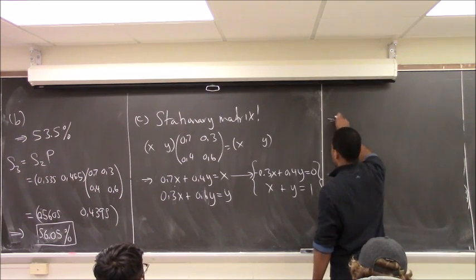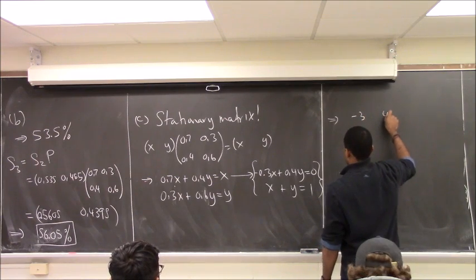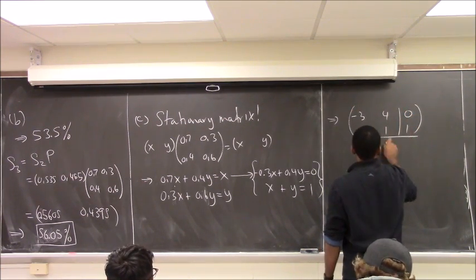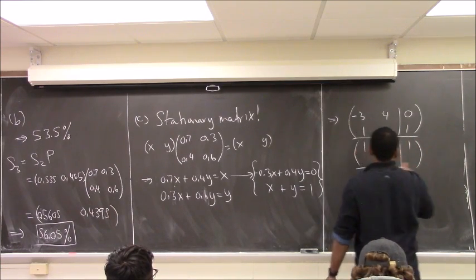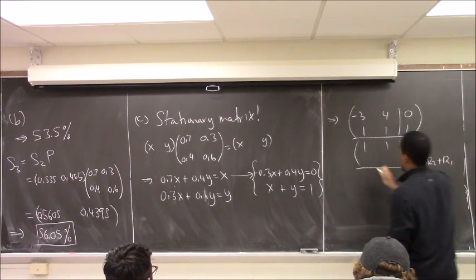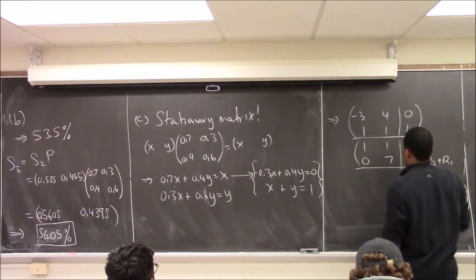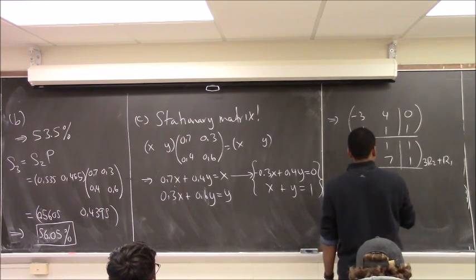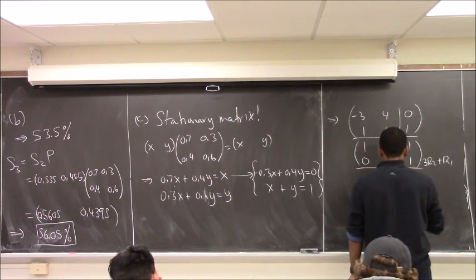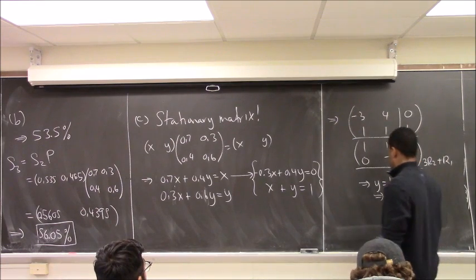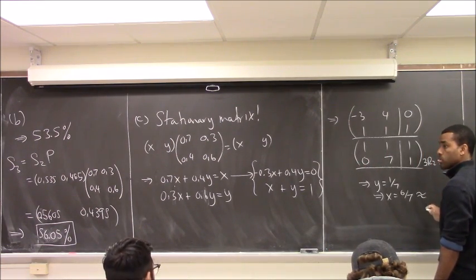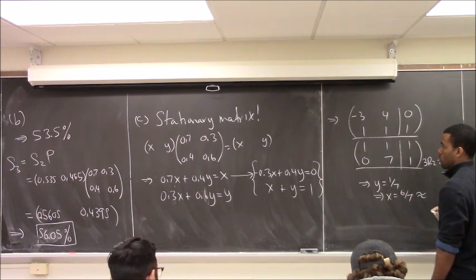And so I would have minus 3, 4, 0, 1, 1, 1. Row 2 plus row 1. So this means your y is going to be 1/7, and which means your x is going to be 6/7. So what is this as a decimal? That's not what we got. Yeah, it's 3 sevens.